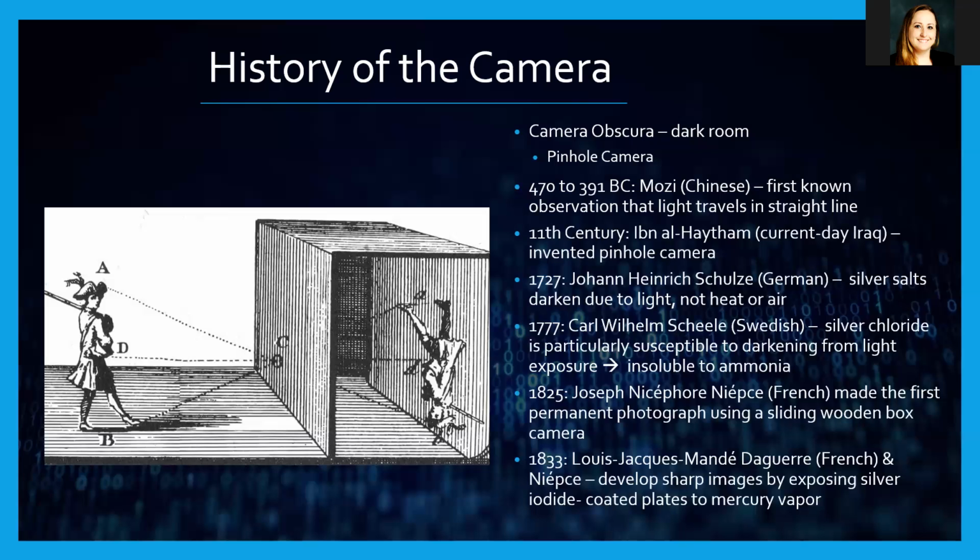In Paris, nearly 50 more years later, Joseph Niepce made the first permanent photograph using a sliding wooden box camera, which was made by Charles and Vincent Chevalier. He did this through a process he coined as heliography, which used an exposure time of 8 hours to create an image on asphalt-coated pewter.